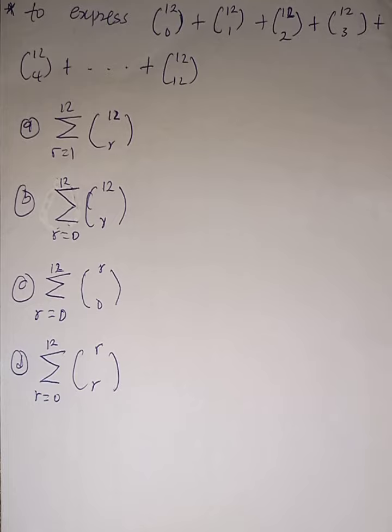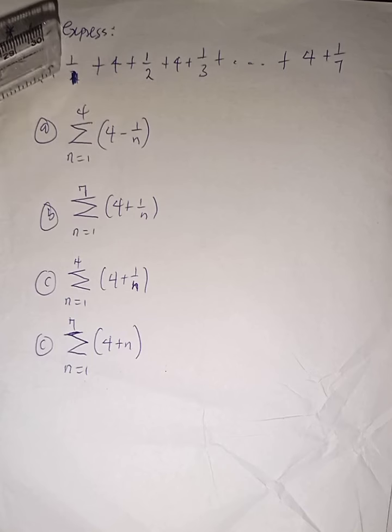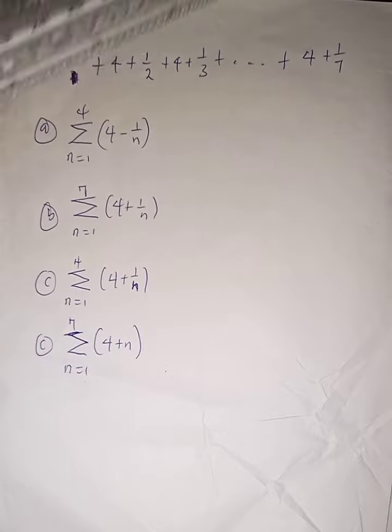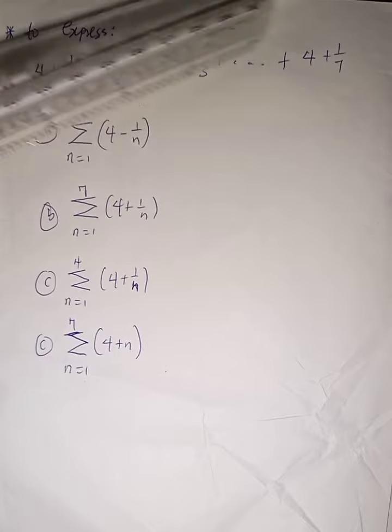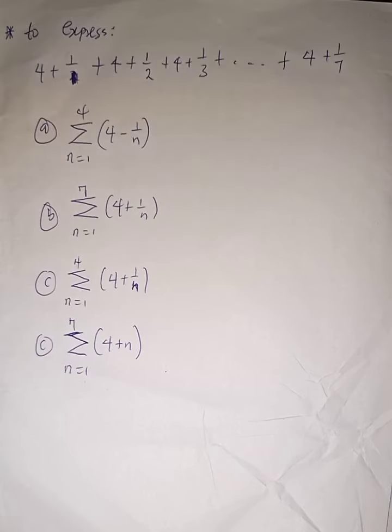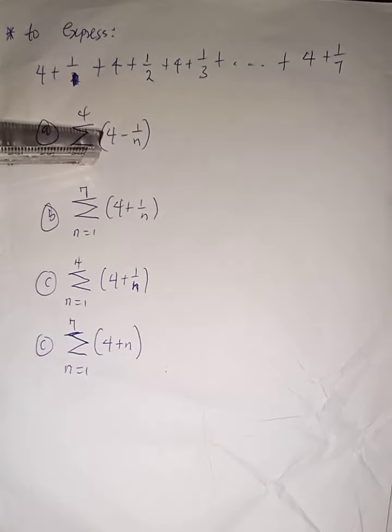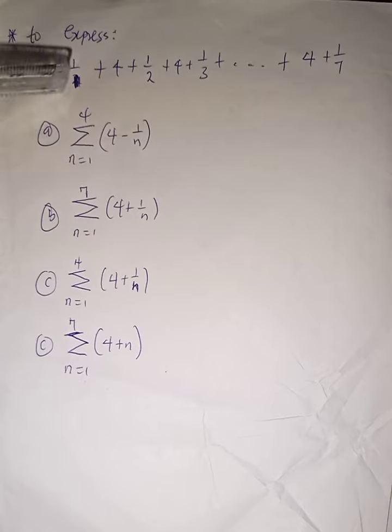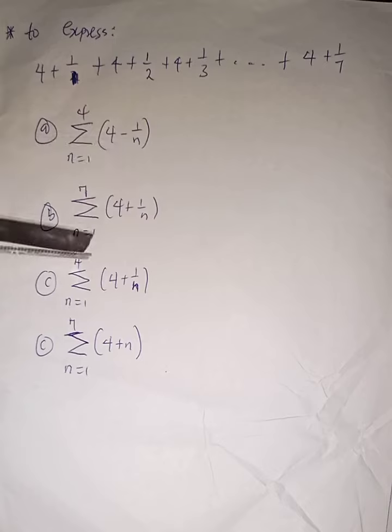Let's do more to see. To express 4 plus 1 over 1, plus 4 plus 1 over 2, plus 4 plus 1 over 3, until you get to 4 plus 1 over 7, using notation. Now the first option we're having here, if you place 1 here, we're going to have 4 minus 1 over 1. This one is 4 plus 1 over 1. This one is not correct.